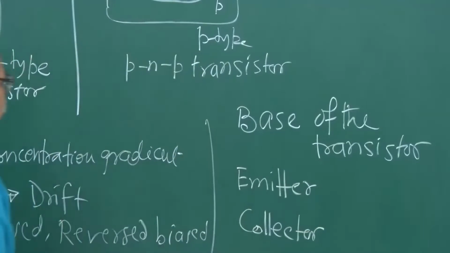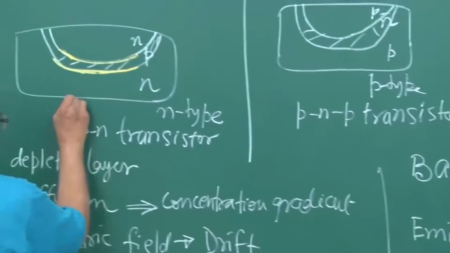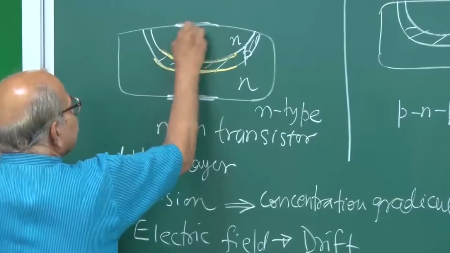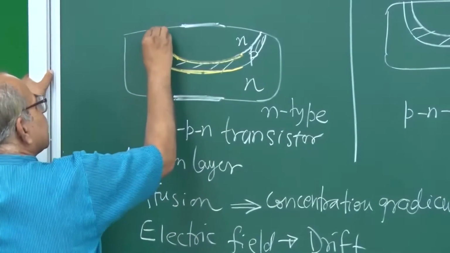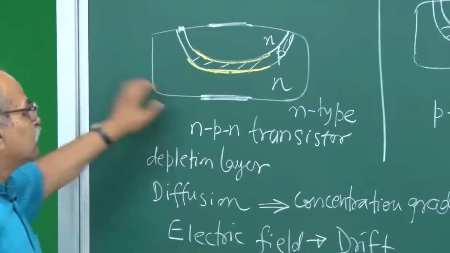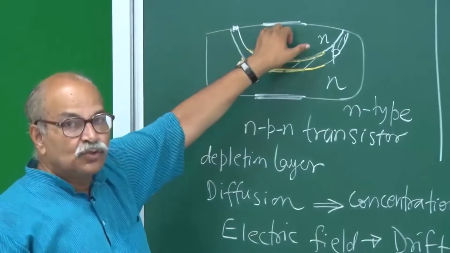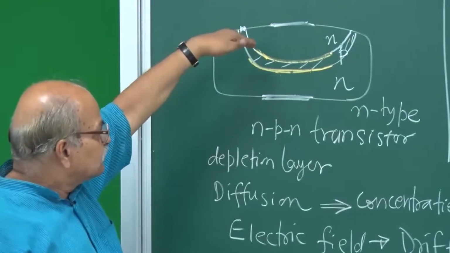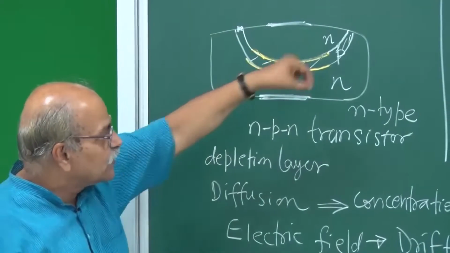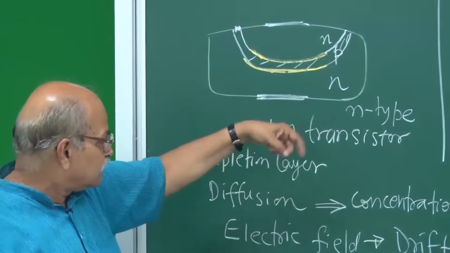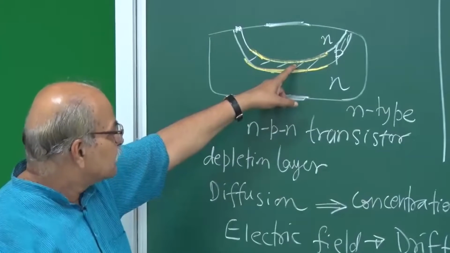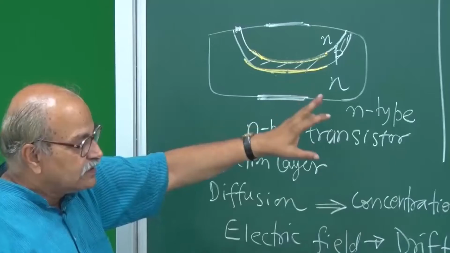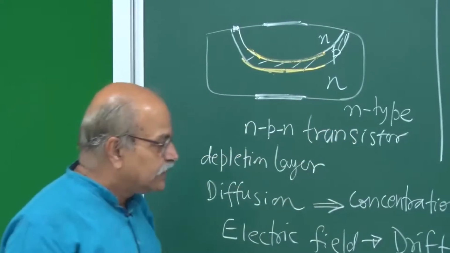You will have metal contacts, one somewhere here, one here, and one here, so that all three can be joined to the external circuit. So you will have three terminals to join to the external circuit, corresponding to base, emitter, and collector. This is the nomenclature, this is how we name it.